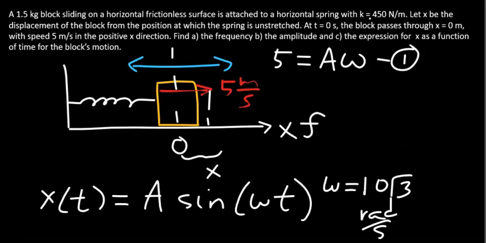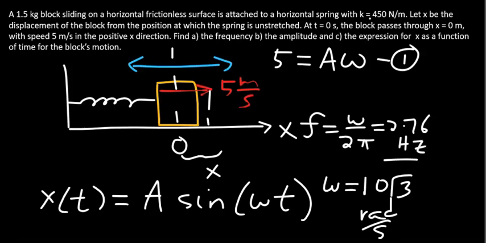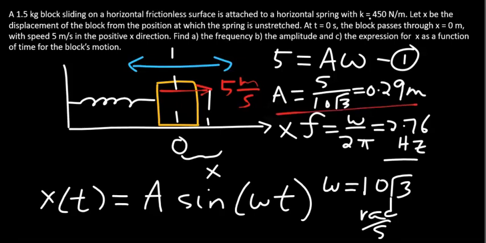Remember, we want frequency. So frequency is omega over 2 pi. And that's going to give you 2.76 hertz. Now we can substitute the value of omega here to get the amplitude. So amplitude is 5 over omega. Omega is 10 times square root 3. And that will be 0.29 meter. So we have the answer for amplitude and we have the answer for the linear frequency.